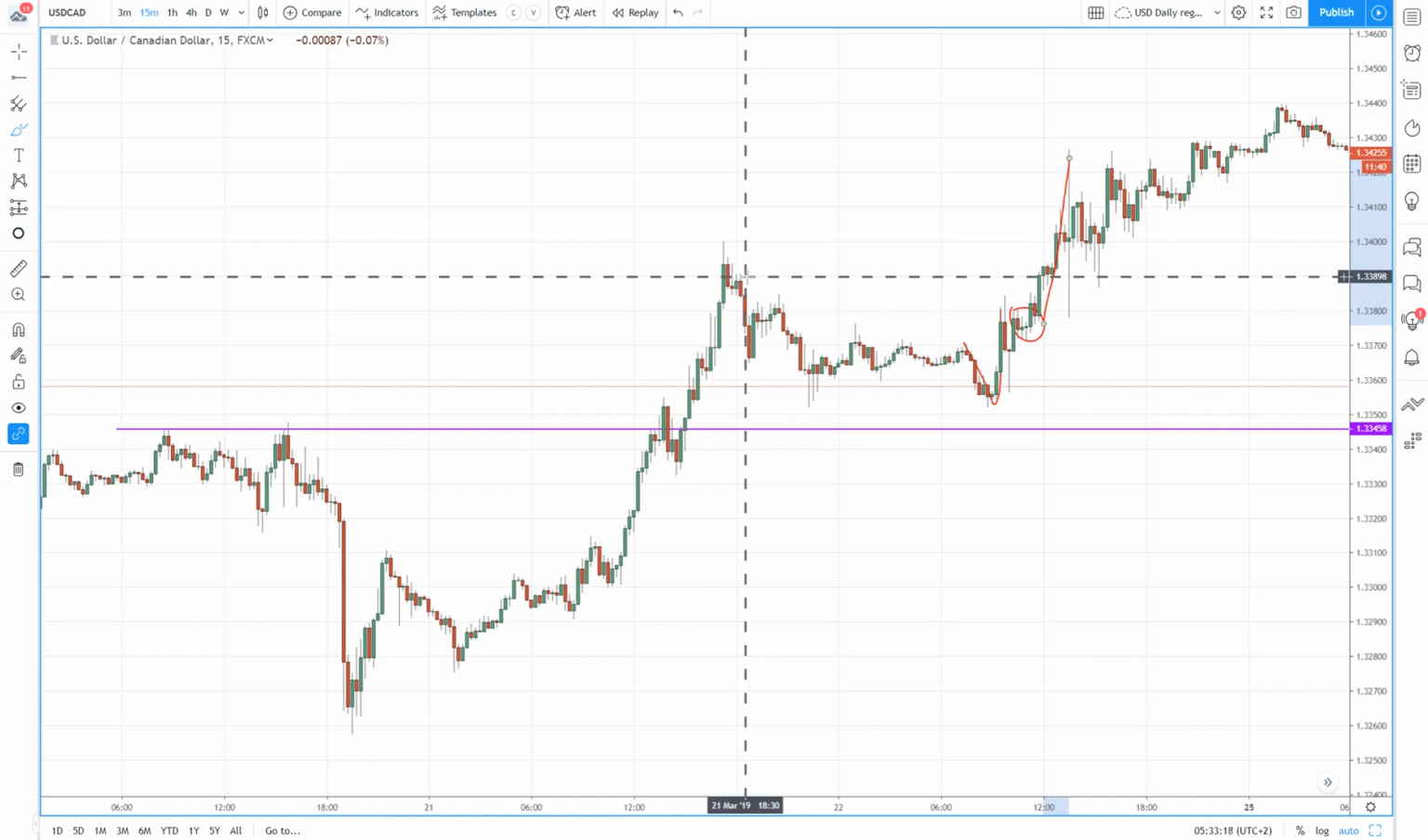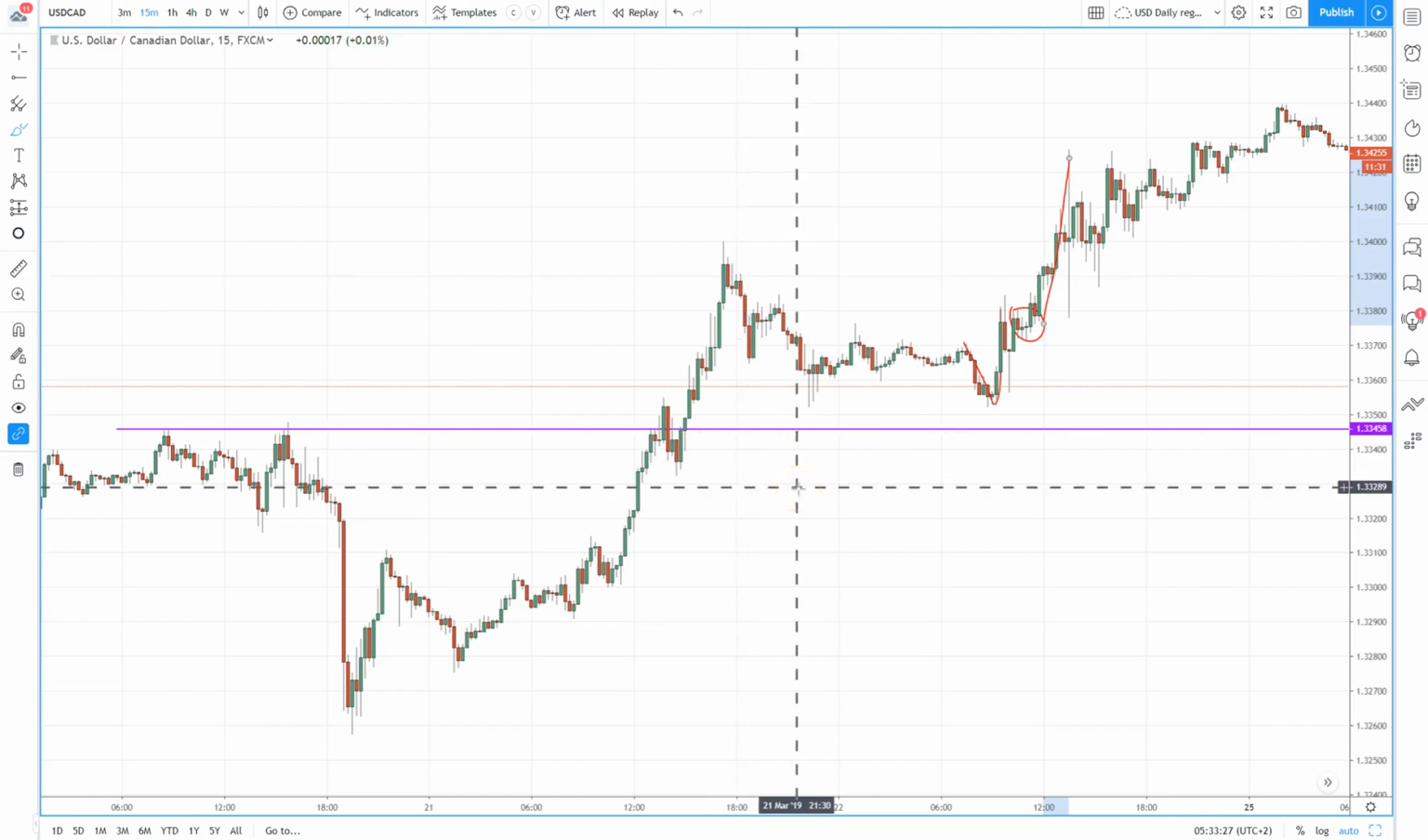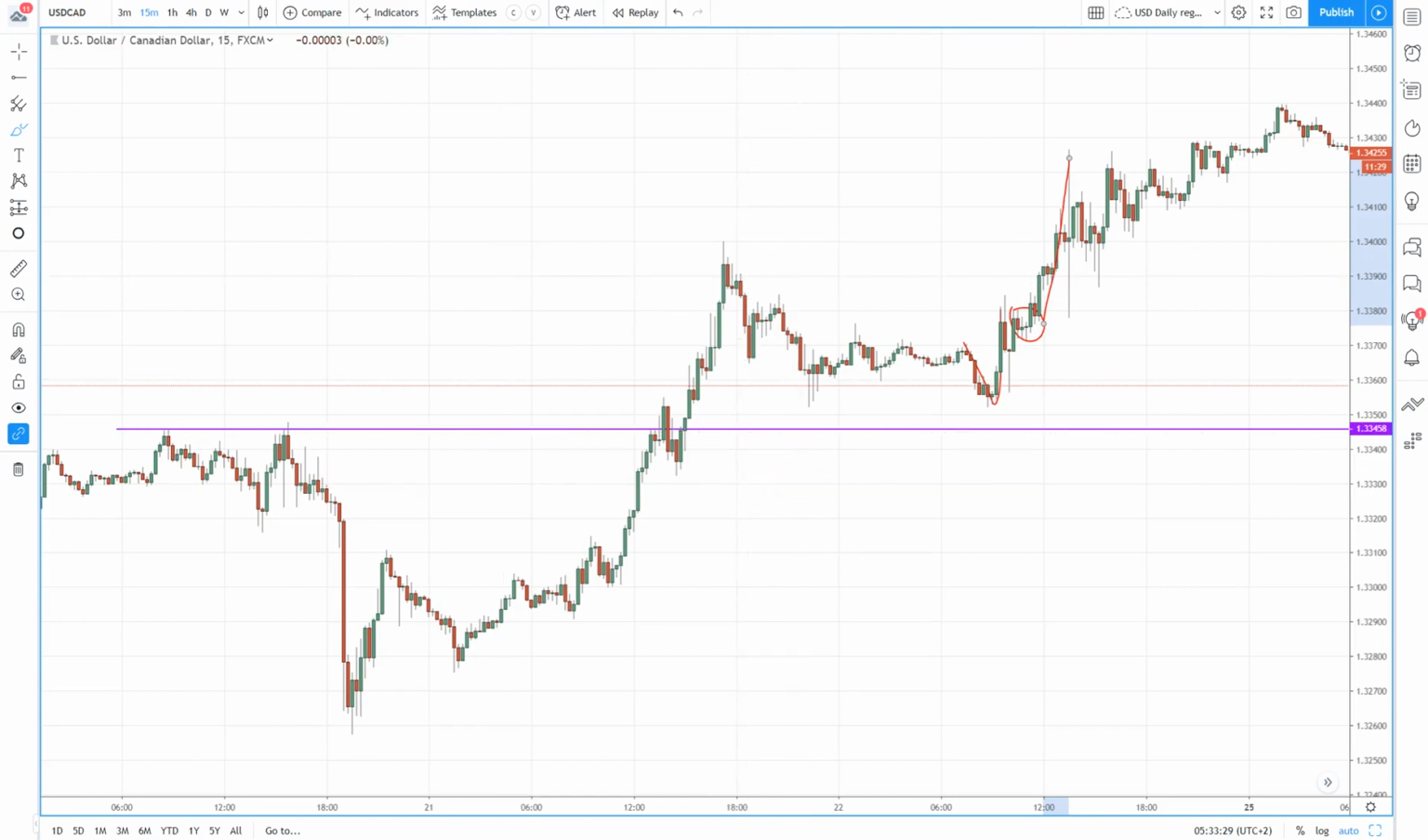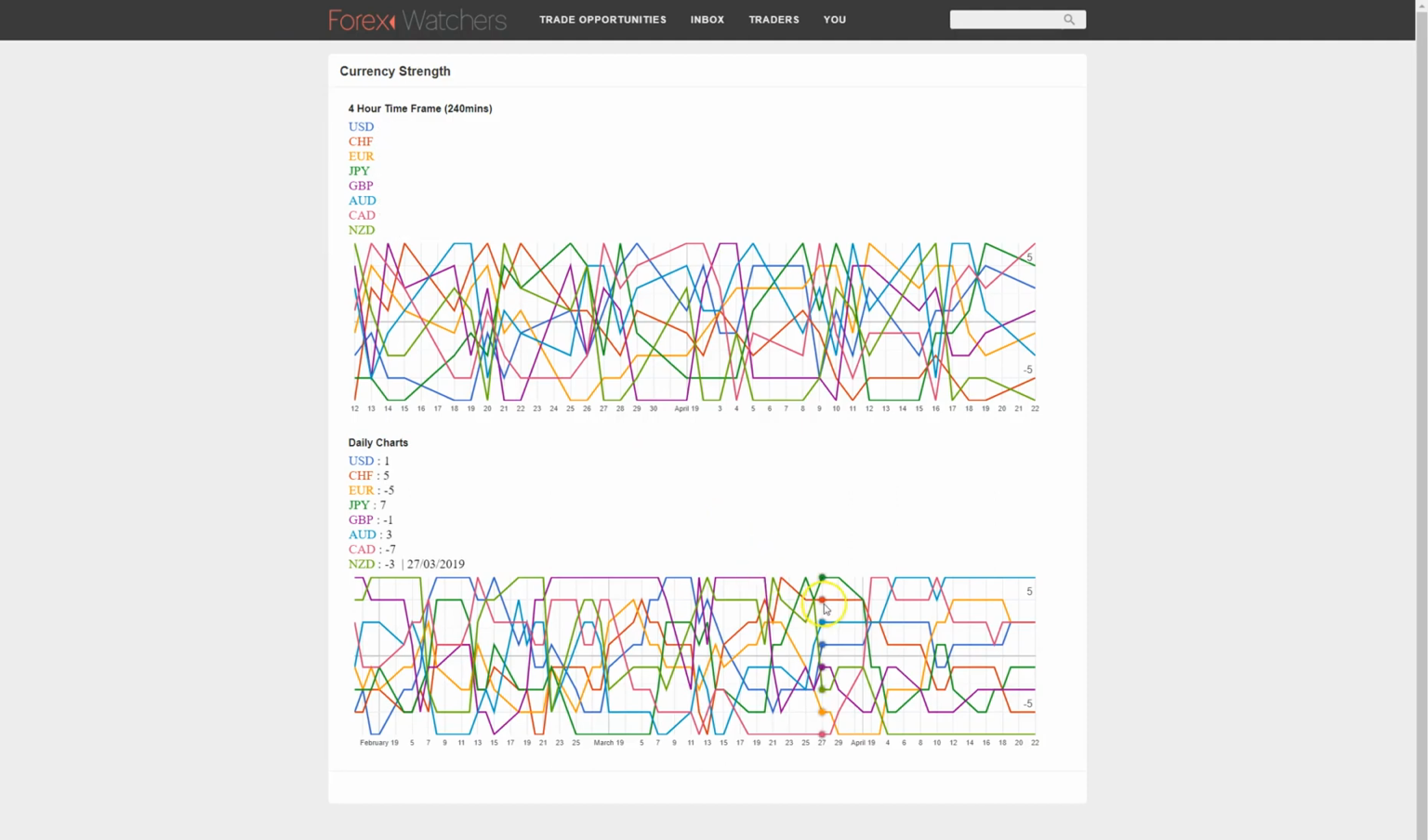60-15 with daily strength numbers again. So that one's pretty nice. Let's have a look at another one. Let's take the same date. What was it? 22nd, I think. Yeah, 22nd.